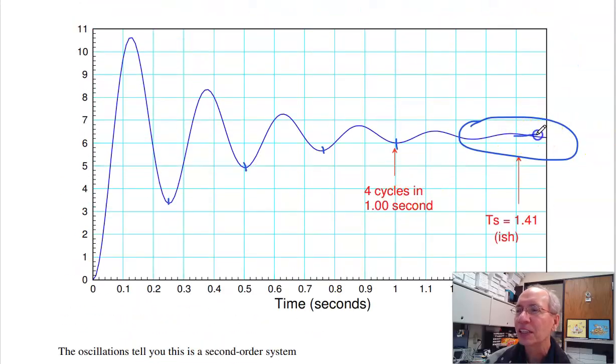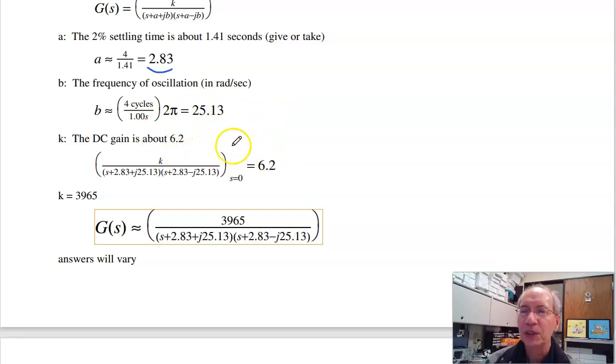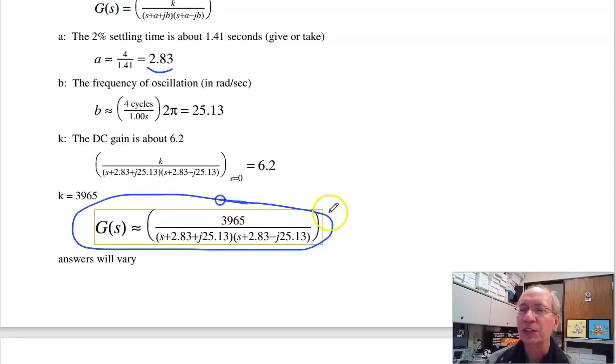The DC gain is about here. DC gain is about 6.2. So pick K to make the DC gain 6.2, 3965. So this is roughly the transfer function. There might be fast poles as well. All I can see is the dominant pole, which is kind of what the word dominate means.